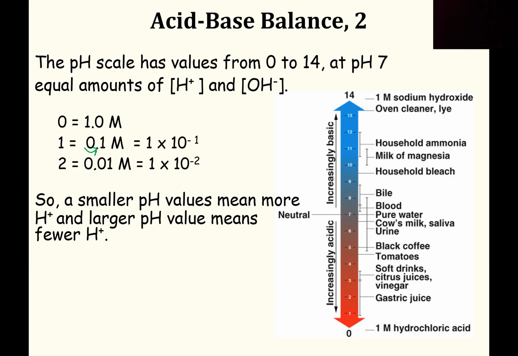A pH value of 2, we move it over again, 1 times 10 to the negative 2, and so forth. So a smaller pH value means that you have more hydrogen ions. So more hydrogen ions here, fewer up here.